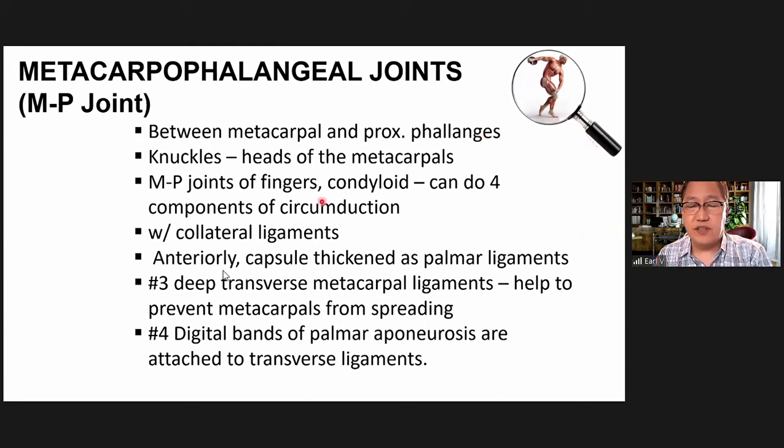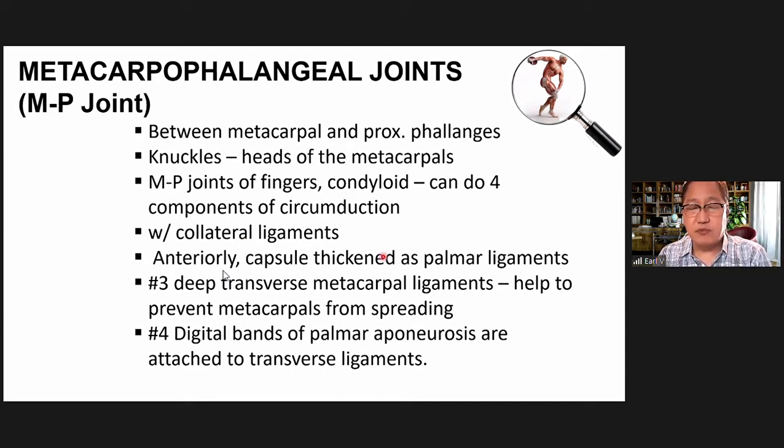The MP joints of the fingers are condyloid. I think this was already lectured by Dr. Gasco. They allow the four components of circumduction. It has collateral ligaments. These collateral ligaments prevent lateral deviation of the joint. Again, try to imagine the position of the hand, the anatomical position. The collateral ligaments are the lateral ligaments at the sides of the joint. This is to prevent swaying from left to right, from lateral motion.